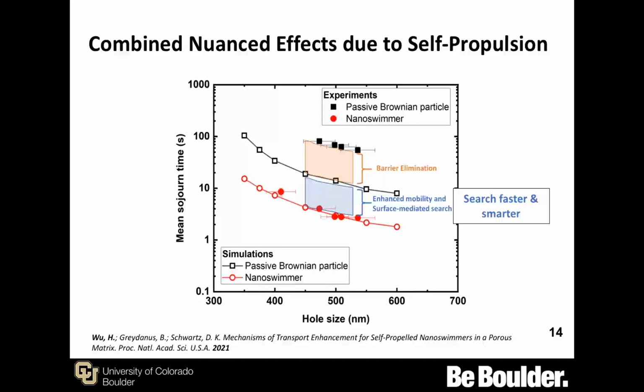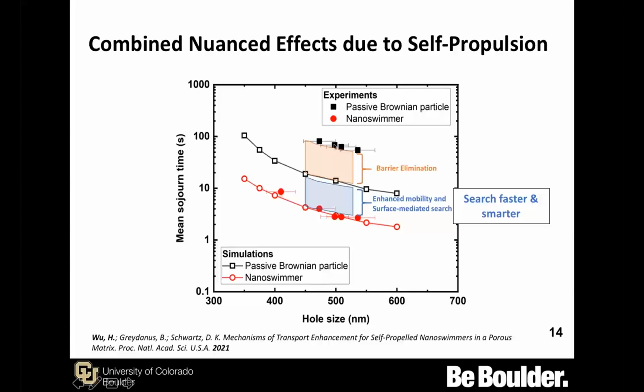Therefore, let's look at this result again. Previously, I showed you this result, which is the mean sojourn time as a function of hole size for both passive particles and nanoswimmers. And we found that there is a significant difference in the escape time for the passive particle and nanoswimmer. The passive particle moves much slower, so the mean sojourn time is significantly larger. And the difference between these two is because of 3 reasons.